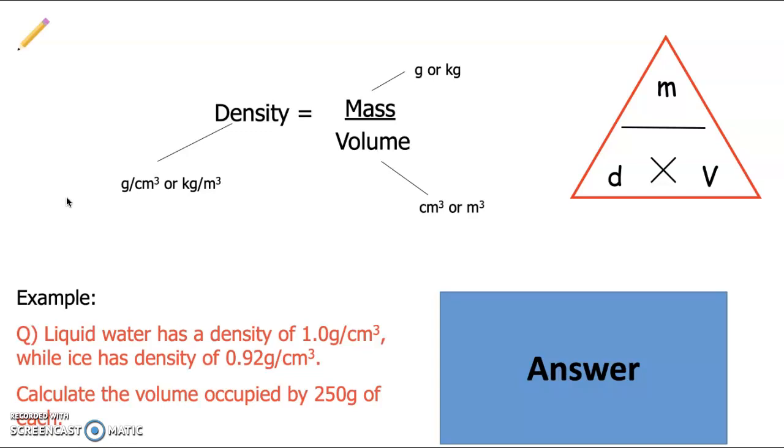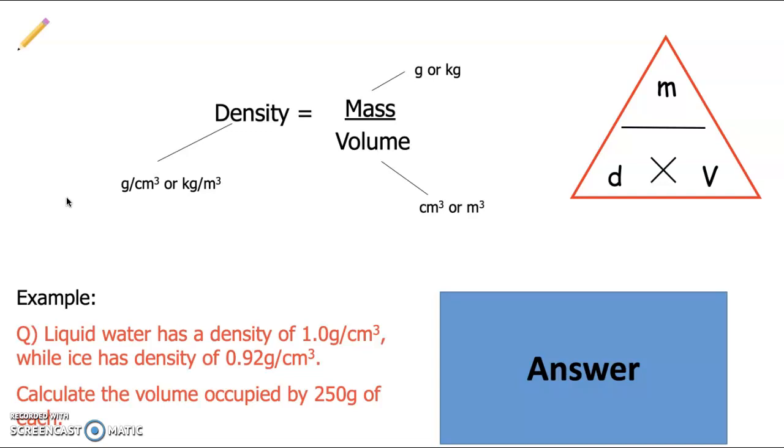So the question is, liquid water has a density of 1 gram per centimetre cubed, while ice has a density of 0.92 grams per centimetre cubed. Now, both are obviously made up of water. However, one is in liquid form and one is in solid form. You'll notice that the density of ice is slightly less than that of water. Now, if you think of a cup of water, if you add ice to it, what does the ice do? Yes, it floats. Okay, so if it's less dense, an object will float.